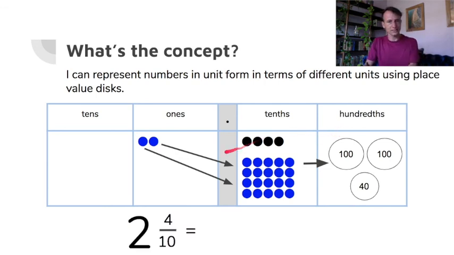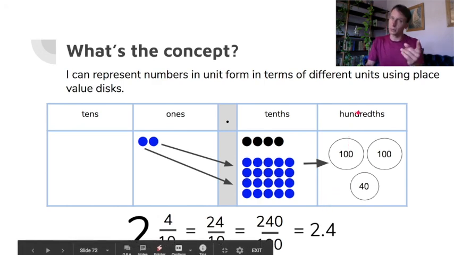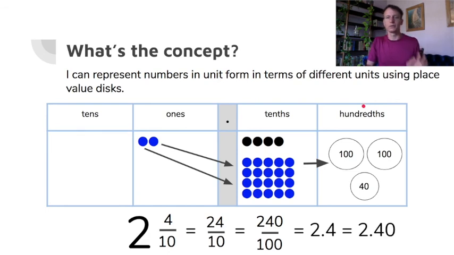2 and 4 tenths equals 24 tenths. You got it. And that would be equal to what in hundredths? 240 hundredths. 24 dimes, 240 pennies. We see the connection there? Great. Here's how we write as a decimal. The 2.4, although we could also, as we already said, write it as 2.40. 2 and 4 tenths, 2 and 40 hundredths.